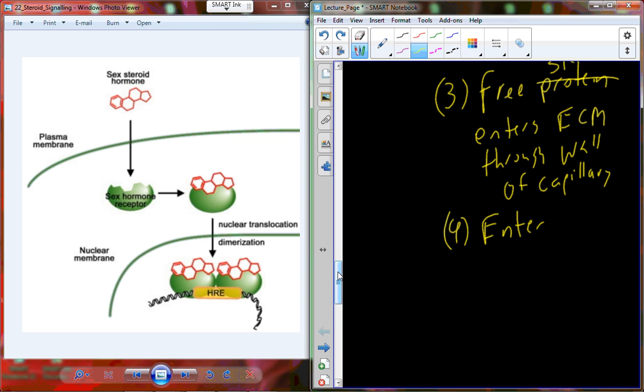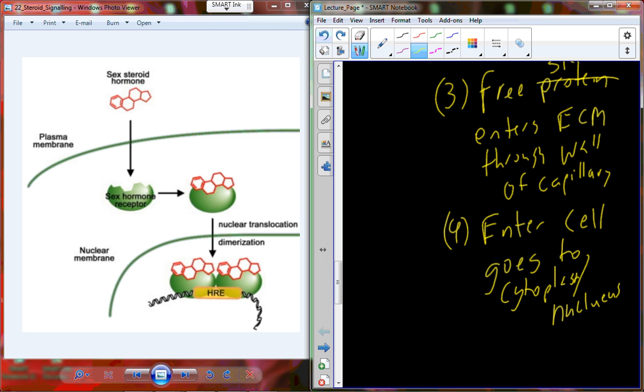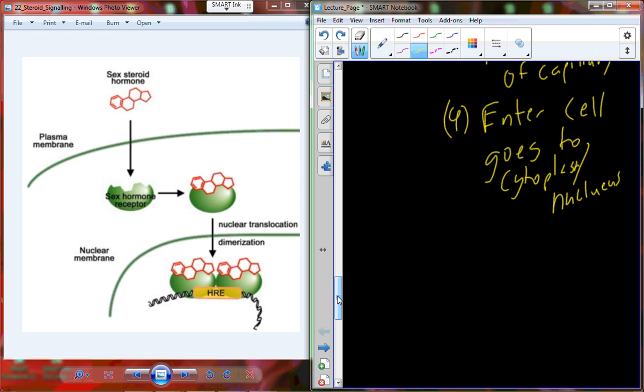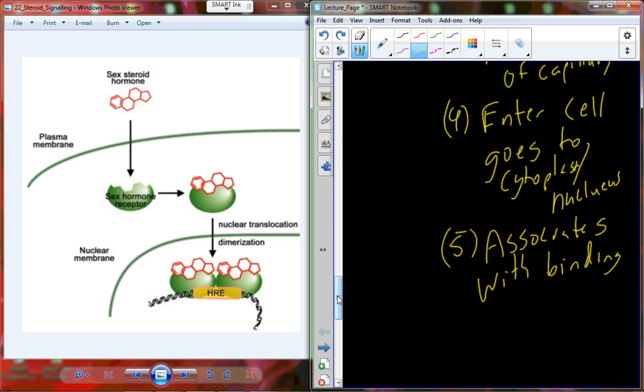And as they interact with the cells, the steroid enters the cell and goes to the cytoplasm or continues to the nucleus, to the nucleoplasm. So we either hang out in the cytoplasm or we go into the nucleus, and what we find in these two locations are these sex hormone receptors. Free, not bound up in a membrane, just floating around in the cytoplasm or the nucleoplasm. And the steroid associates with the binding receptors. And they are very specific, and there are multiple isoforms.